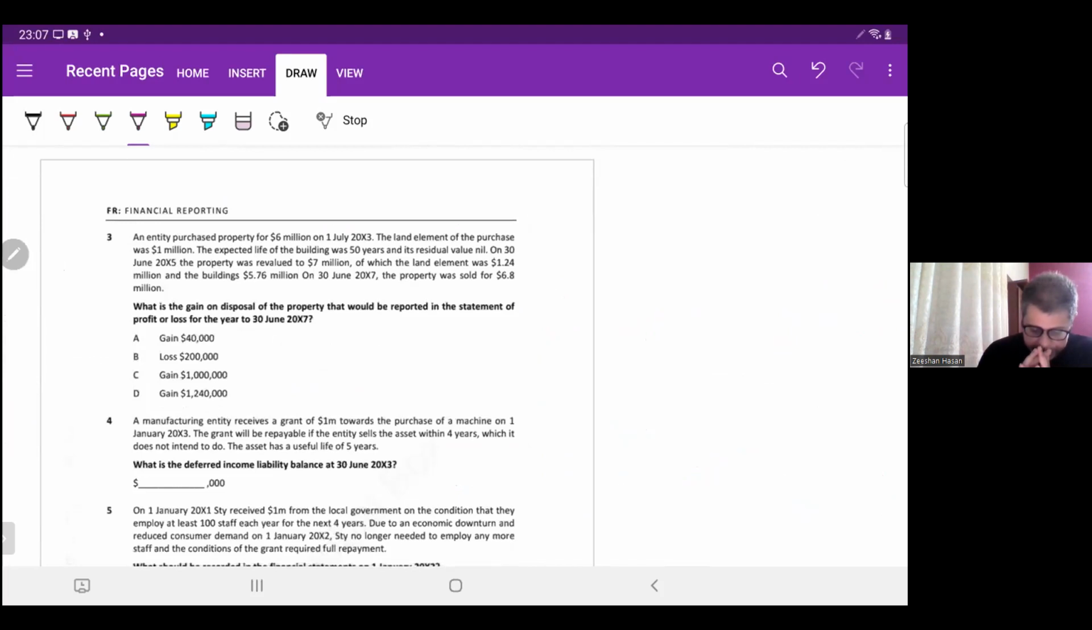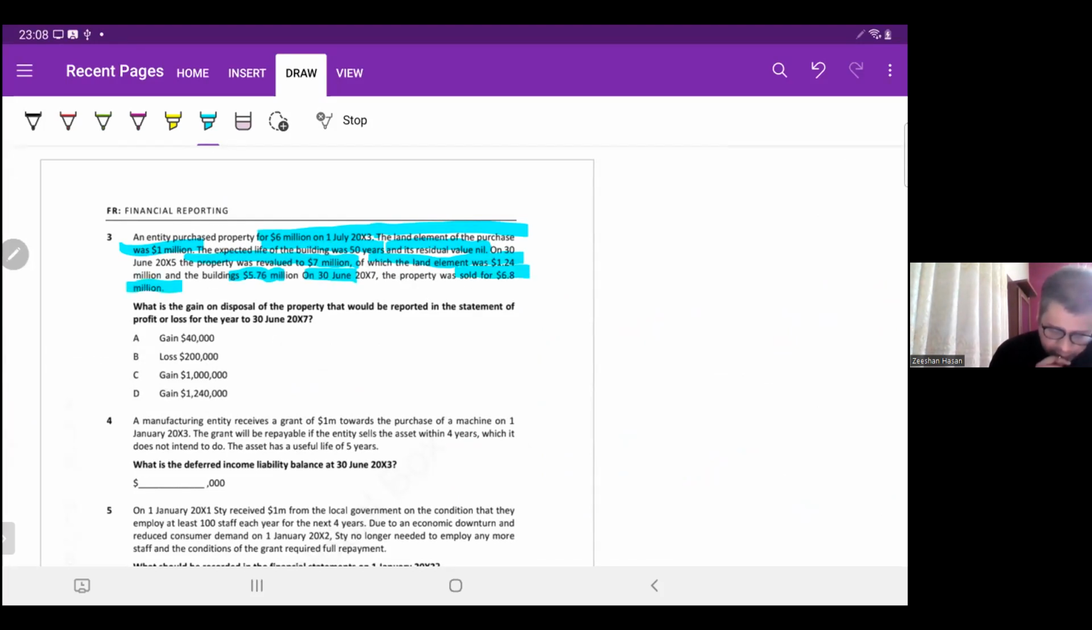An entity purchased property for 6 million on 1st July 2003. The land element of the purchase was 1 million. The expected life of the building was 50 years and its residual value is nil. On 30th June X5, the property was revalued to 7 million, of which the land element was 1.24 million and the building was 5.76 million. On 30th June 2007, the property was sold for 6.8 million.